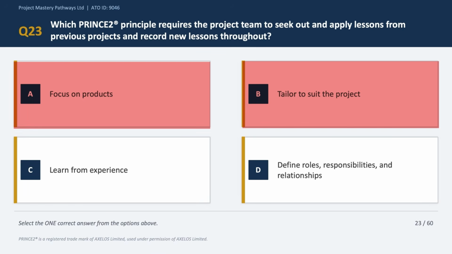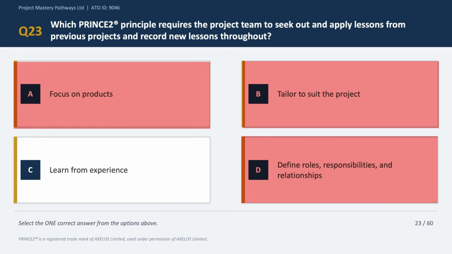Option D says define roles, responsibilities, and relationships. This principle is about establishing clear accountability in the project management team. It does not at all relate to the lessons or experience. So option D is incorrect. So option C says learn from experience, and obviously this is the correct answer choice. This principle requires the project team to actively seek lessons at the start of the project, record new lessons as they arise, and pass them on at the end of the project. And this applies to the current project and helps future projects as well. So the correct answer is option C.